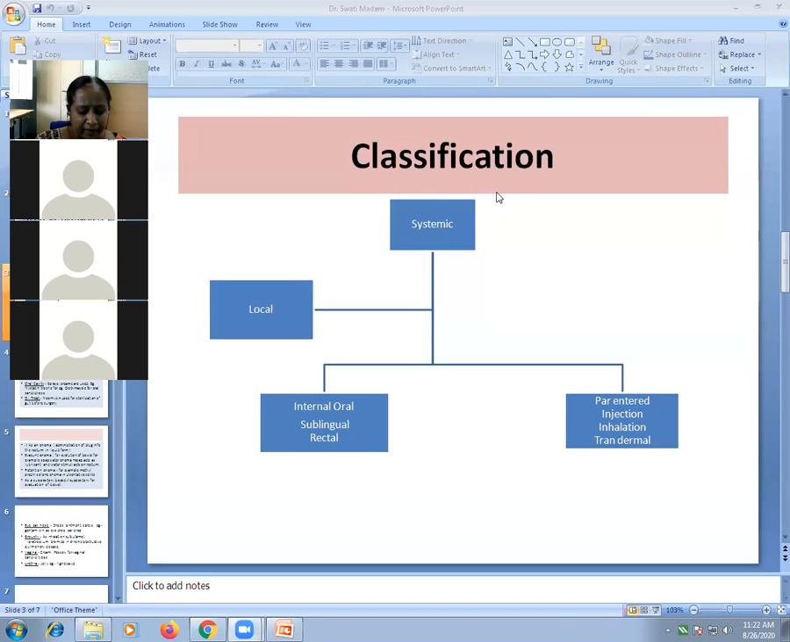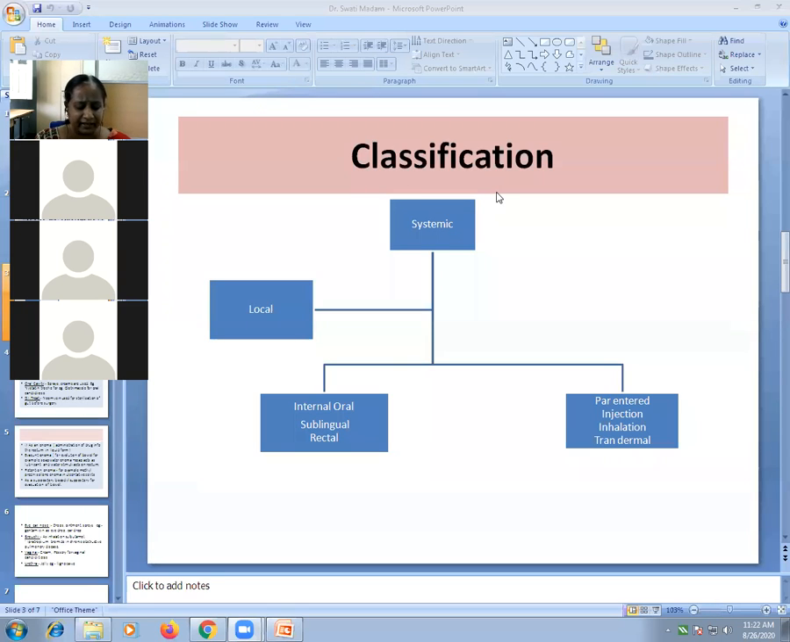What is the advantage? 100% bioavailability and first pass metabolism is avoided. 100% bioavailability is an important advantage of this intravenous route. And what is the disadvantage? Thrombophlebitis occurs, infection. We have to take aseptic precautions while giving intravenous injections. This is the disadvantage of this intravenous route.